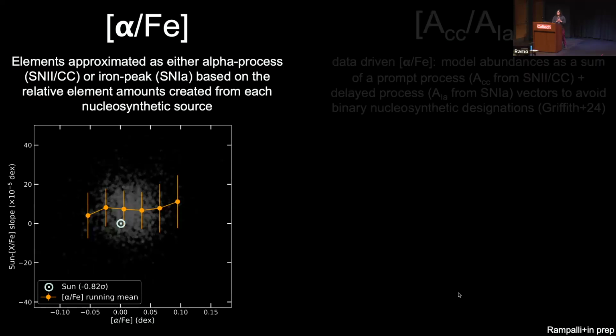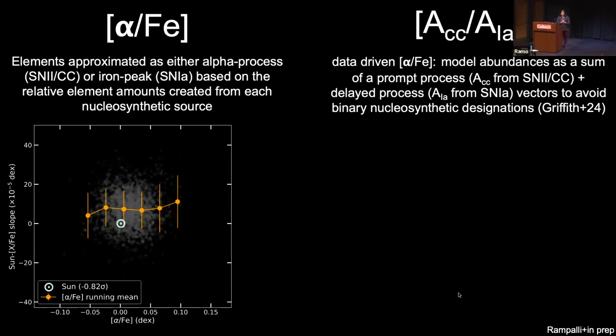So here is where I advocate for using this metric instead. This is A_cc over A_Ia, and this is kind of the data-driven version of alpha over Fe. So data-driven modeling for the win, making another appearance. This is coming from Emily Griffith's work that came out last year, where basically she decides she's going to model abundances as a sum of two processes, a prompt process, which we can associate with our core collapse supernovae, plus a delayed process, which we can associate with our type Ia supernovae. And the idea here is, again, we're better modeling that complexity of the fact that elements are coming from both of these nucleosynthetic sources, and we can better capture those complexities with data-driven modeling and see if that does a better job of representing this refractory depletion trend we calculate for our stars.